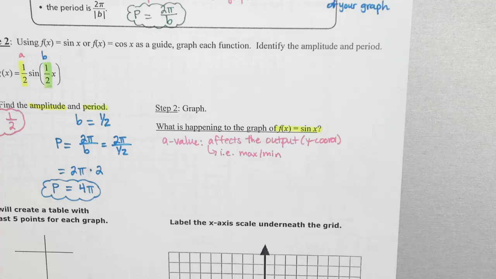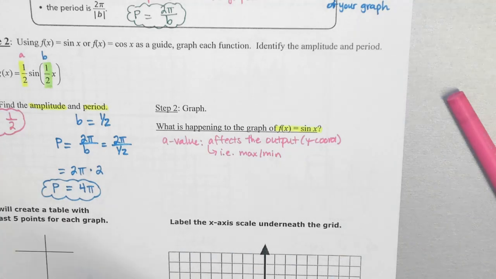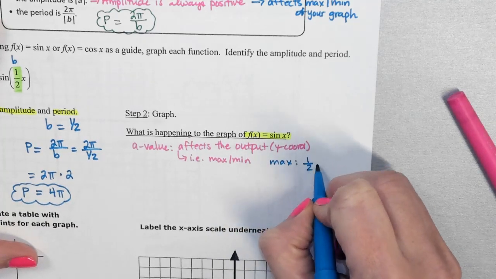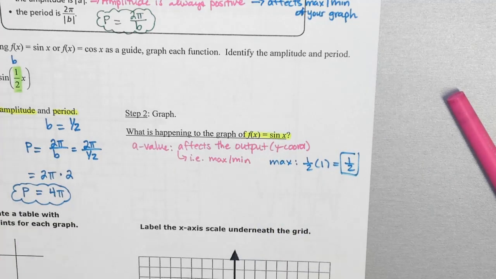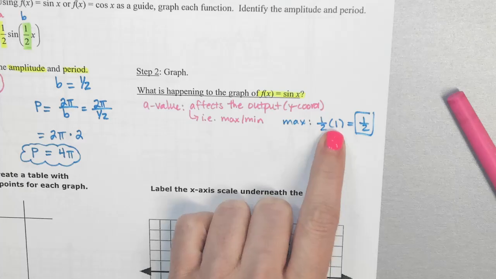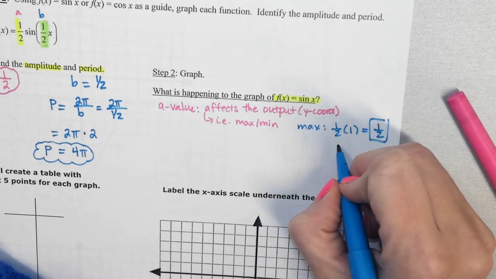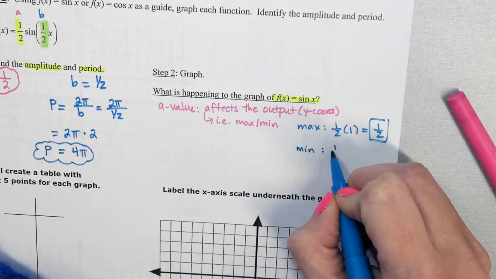So in order to find what the maximum and minimum are, we can take that value from the parent function and we can just multiply it by our A value. Okay, so our maximum is 1/2 times 1. And the reason why we're multiplying it by 1 is this is the max of the parent function. So you multiply A times the maximum of the parent function to get your new maximum. You do the same thing with the minimum.